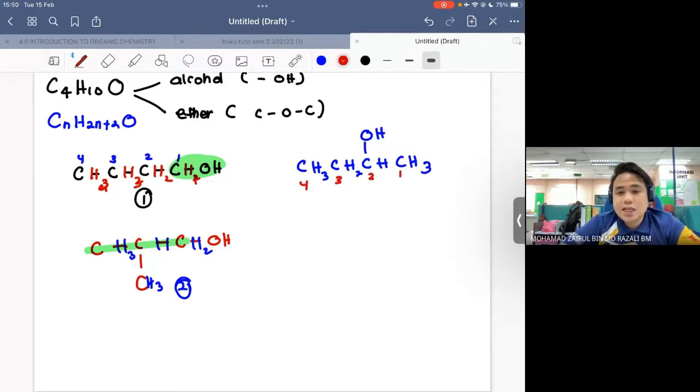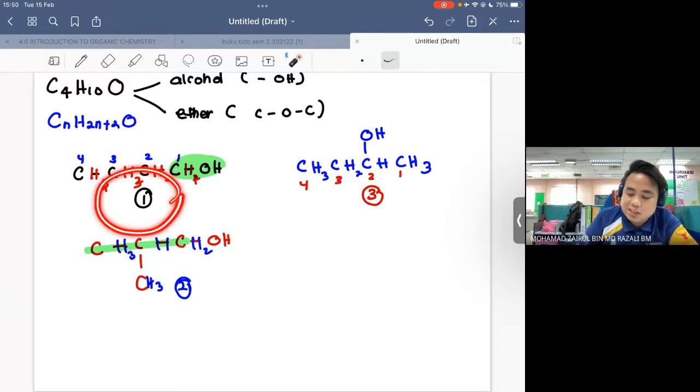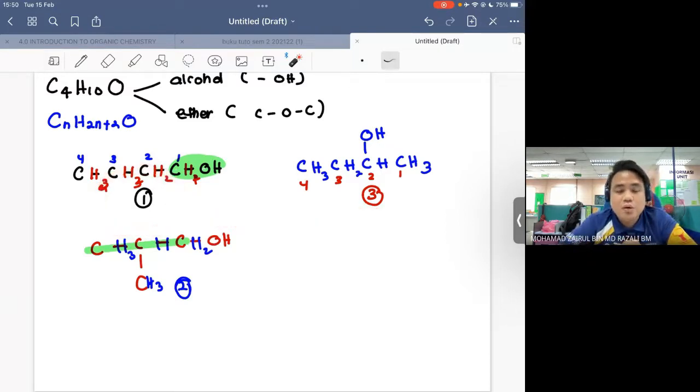Okay, so sekarang ni saya nak try buat. So this is structure 3. Okay. So relationship between structure 1 dengan structure 3, they are positional isomer. Okay, so let's say saya nak chainkan structure 3 tu. Sebab structure 3 tu, saya nak chainkan dia, saya kena pendekkan carbon chain tu from 4 carbon to 3 carbon. Okay, tapi OH tu kena maintain at carbon number 2.